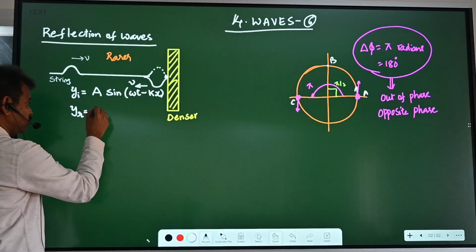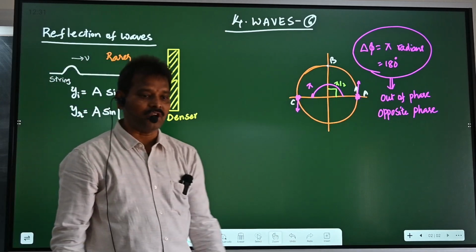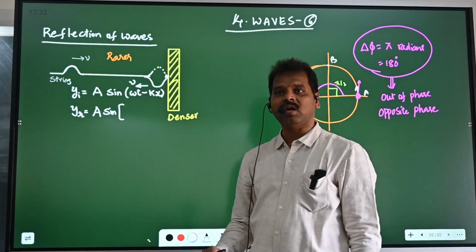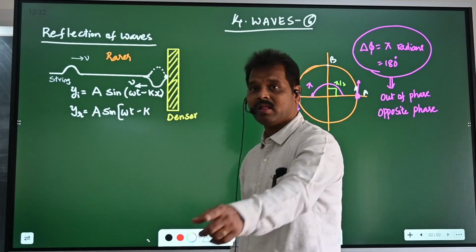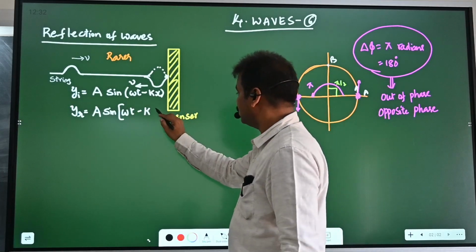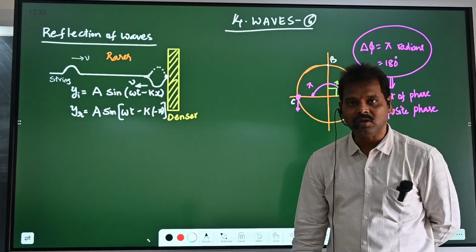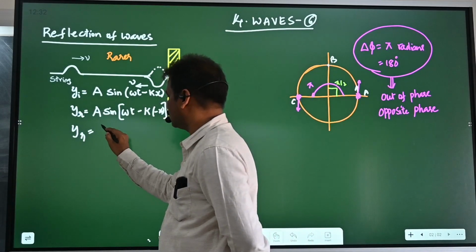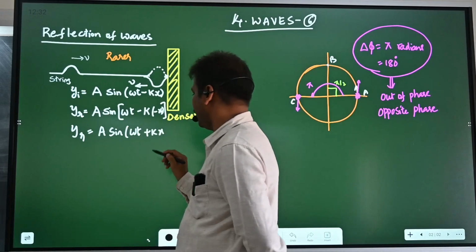Here, amplitude remains as A, omega remains as omega in reflection. See the table? Frequency is not changing. Omega also does not change on reflection. So omega remains as omega t minus k. Lambda is not changing, k also remains. Understood? So this equation we can write: yr is equal to a sin(omega t plus kx plus something).